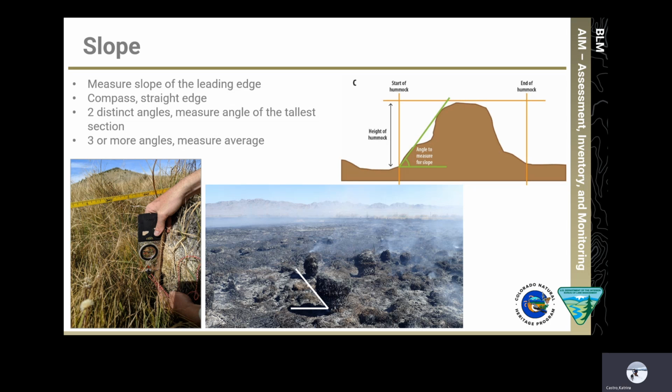90 degrees is vertical, so consider undercut sides as greater than 90 degrees, and fill out the 90-degree selection within the form. The example in the bottom center photo depicts when you would record an undercut hummock slope as 90 degrees.